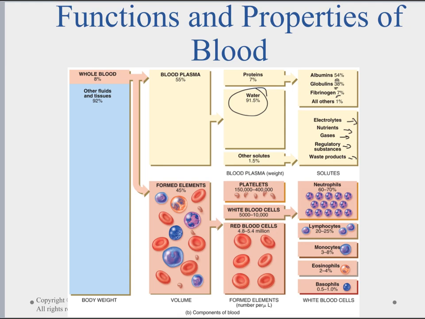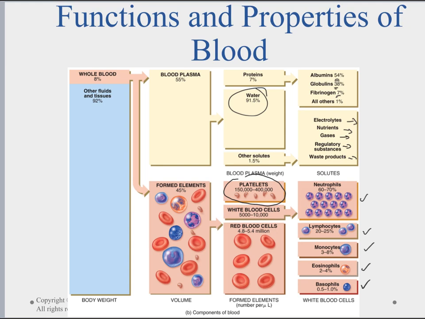In that 45%, we see anywhere from 150,000 to 400,000 platelets. Our white blood cell count can range from 5,000 to 10,000. This is a normal white blood cell count. Those include neutrophils, which is the most predominant white blood cell found in circulation, lymphocytes, monocytes, eosinophils, and the least numerous are basophils. Then we have our red blood cells, these erythrocytes. These make up the majority of the formed elements, anywhere from 4.8 to 5.4 million cells in circulation.